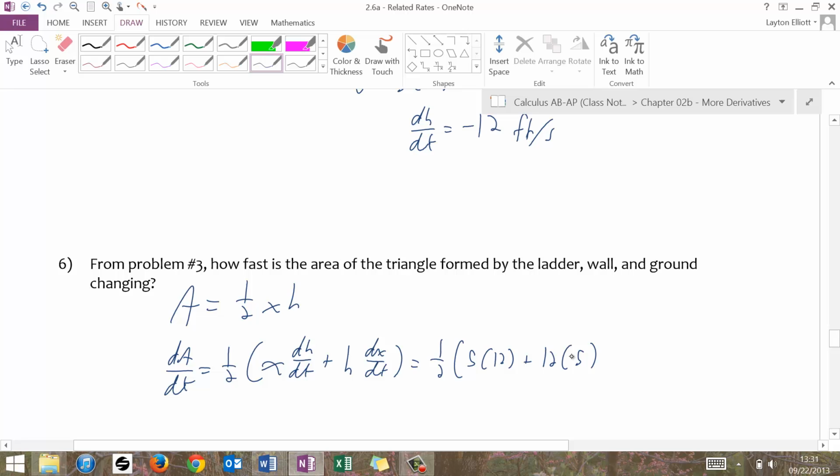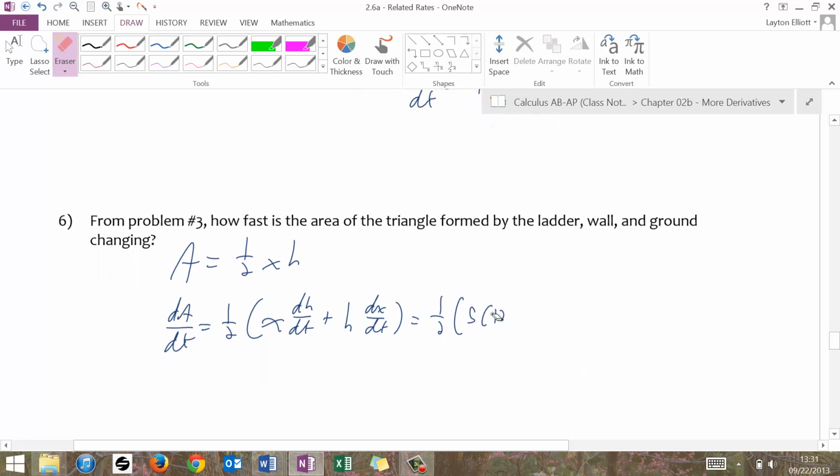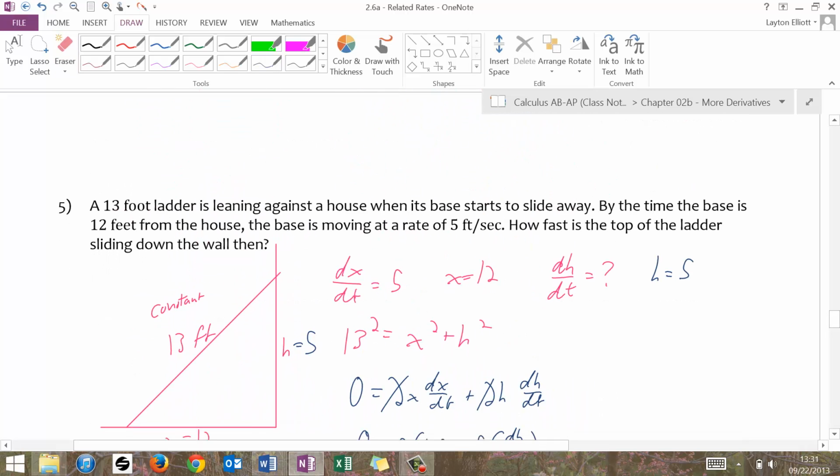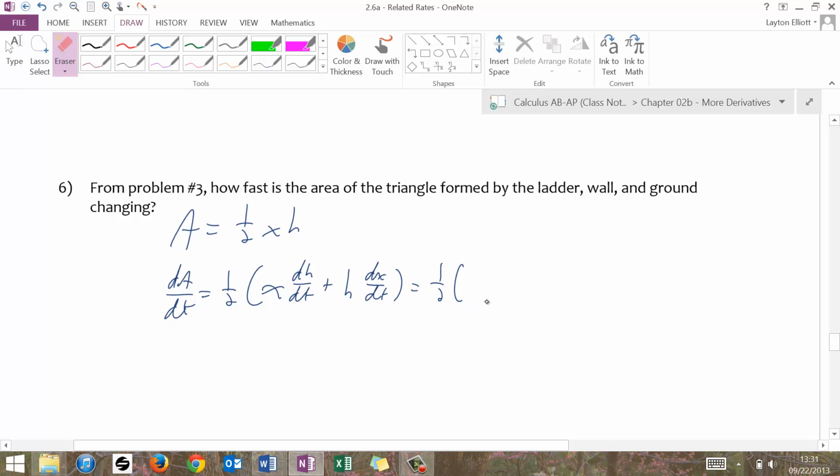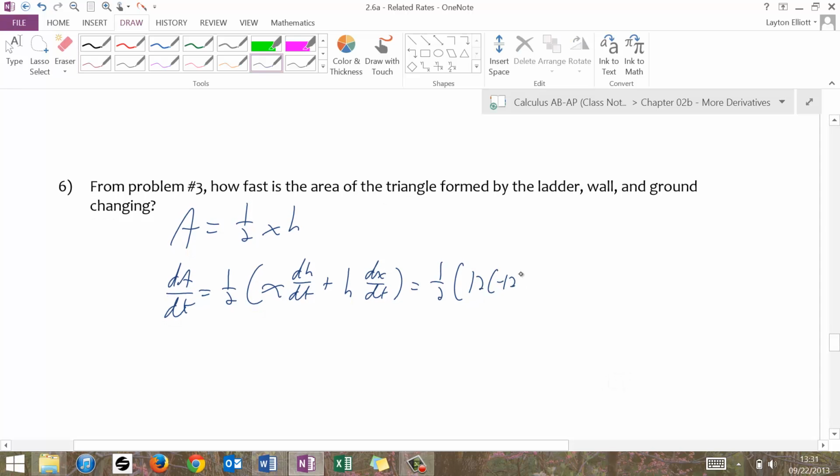times 5. Oops, sorry, no. I'm messing it up. x was 12, and then dh/dt was negative 12, so it's 12 times negative 12, plus, and then h was 5, and dx/dt was 5. So when you add this up, you get negative 119 over 2 feet squared per second.